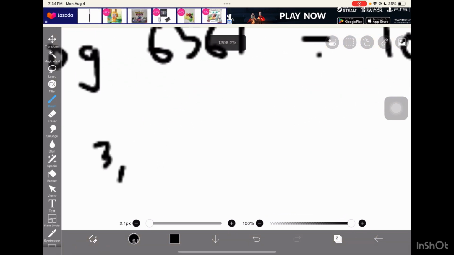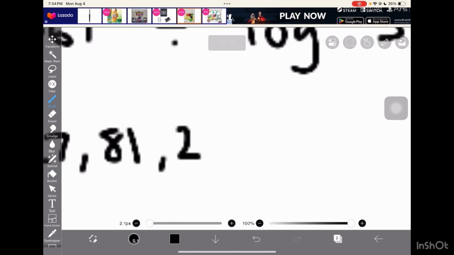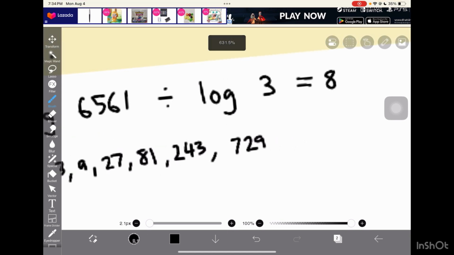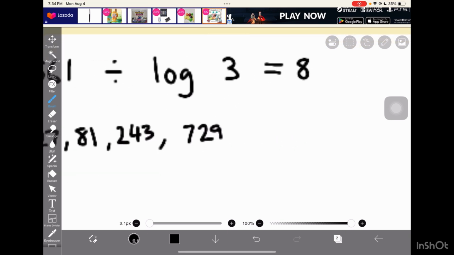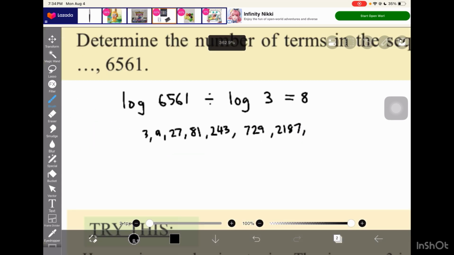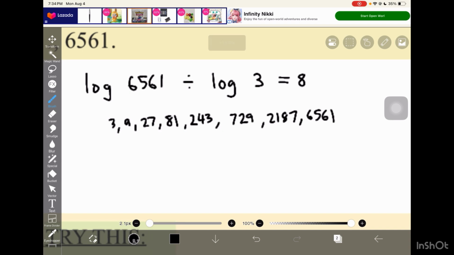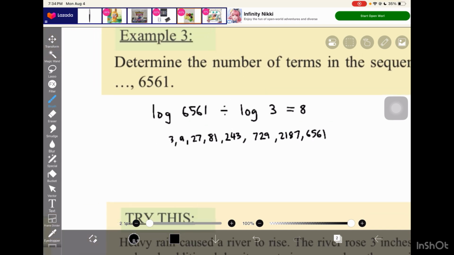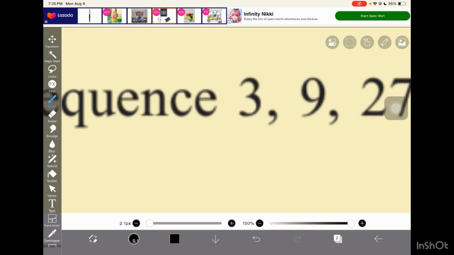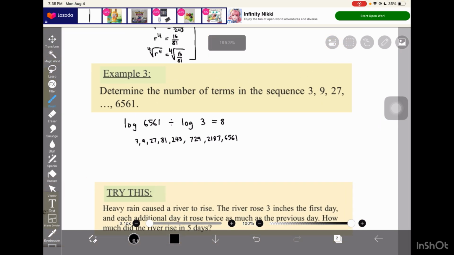So we have 3, 9, 27, 81, 243, 729. Okay, this is where it gets a bit tricky. 729 times 3 is 2187, and then 6561. So yes, that's 8 terms. But this only works if you know that the first term is also equal to the common ratio. So I'll show you the longer solution as well.